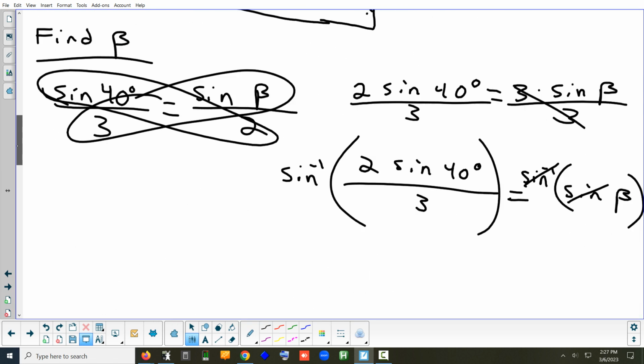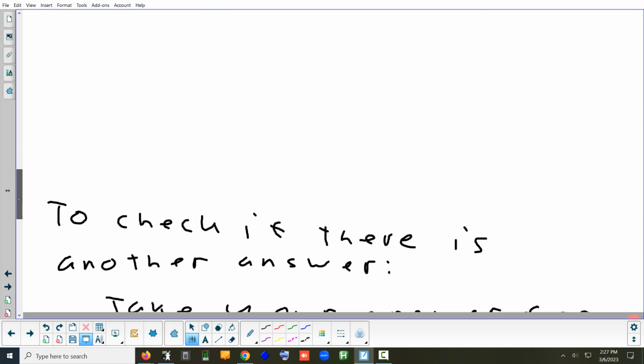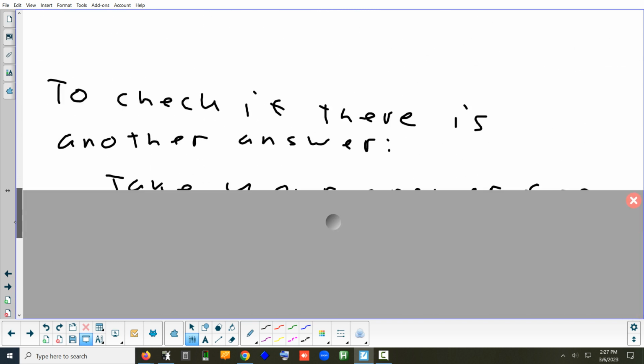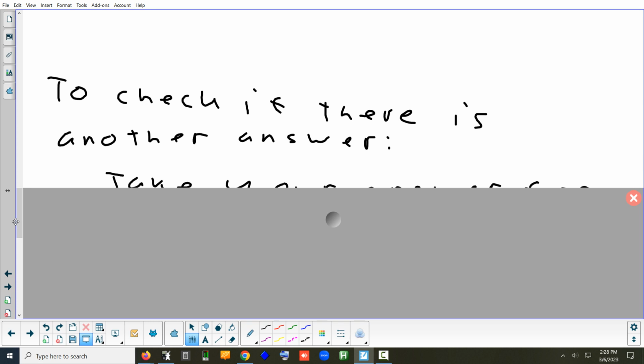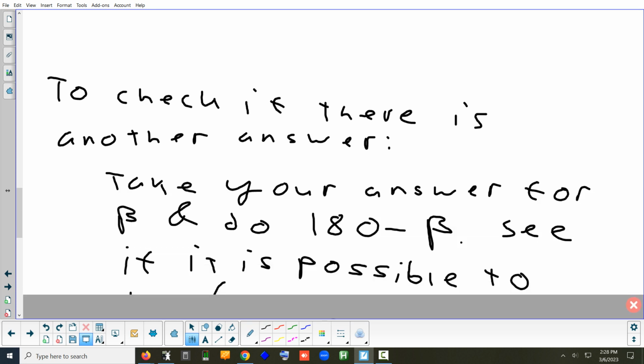So I left a lot of space because we don't need that much space, but it's still a little more work to do. So leave a couple lines. And then this is how you check if there's another answer. You're going to take the answer that you just got. It might not always be beta, it might be alpha or gamma, but the point is, take whatever answer you just got and subtract it from 180.